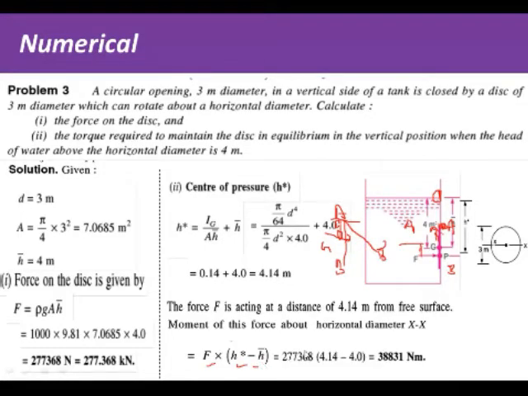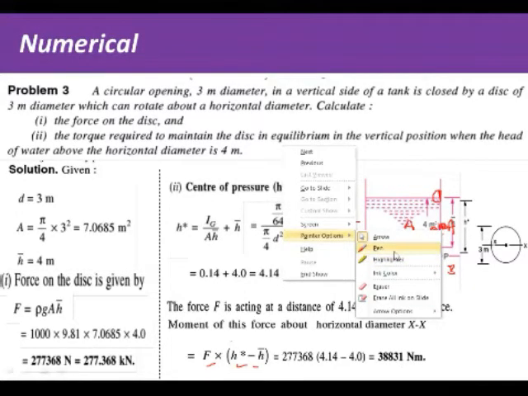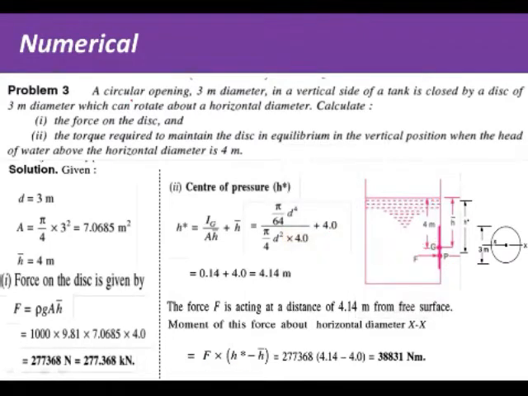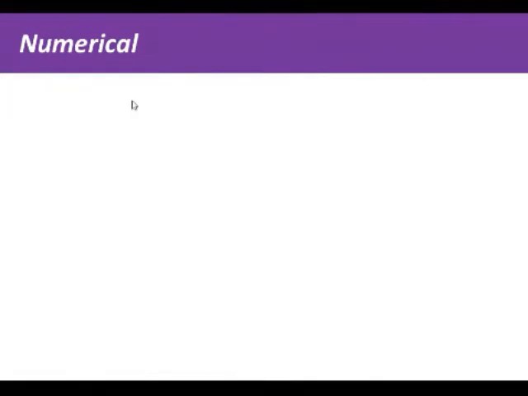Okay, put the value, so F is 2,77,368 into 4.14 minus 4. On solving this, it comes out to be 38,831 Newton meter. So this is the moment of the force which is acting on the left side. After this, we will see our next problem.